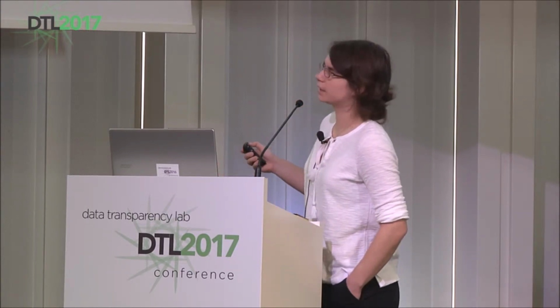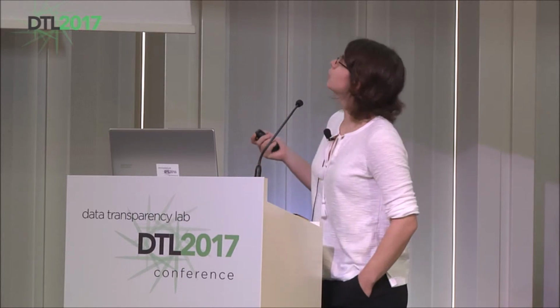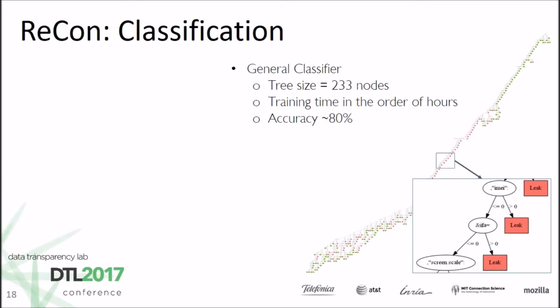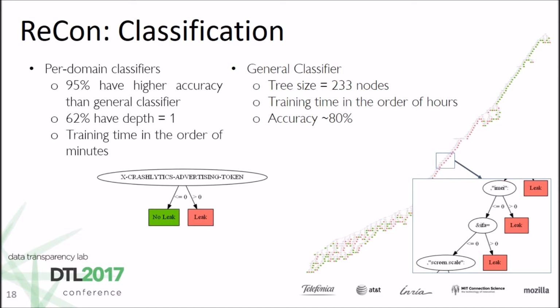If you do this on all the data in their data set or our data set, you usually get 233 nodes, excluding the leaf nodes. This is a very giant tree, takes hours to train, and has an accuracy of only about 80%. So they improved this by building per-domain classifiers. For each domain, there's a separate classifier.